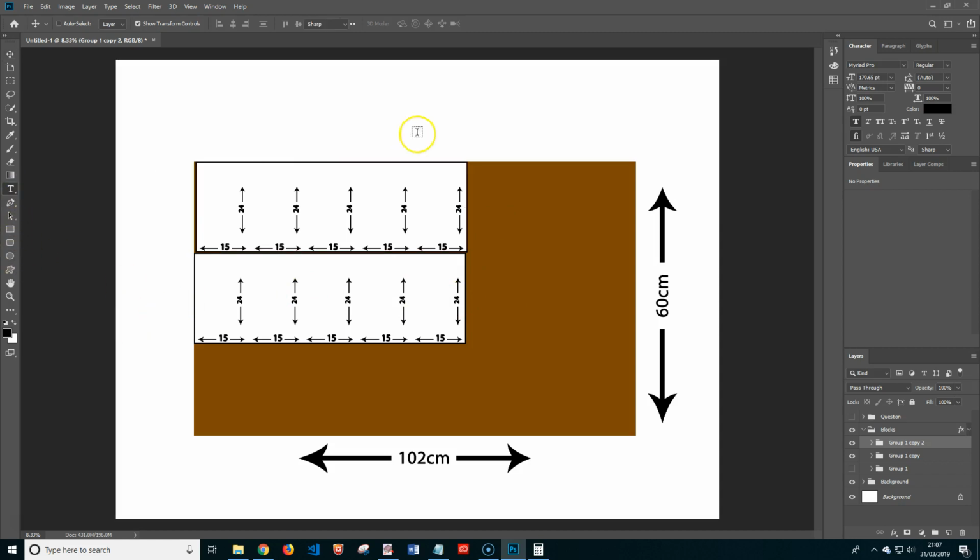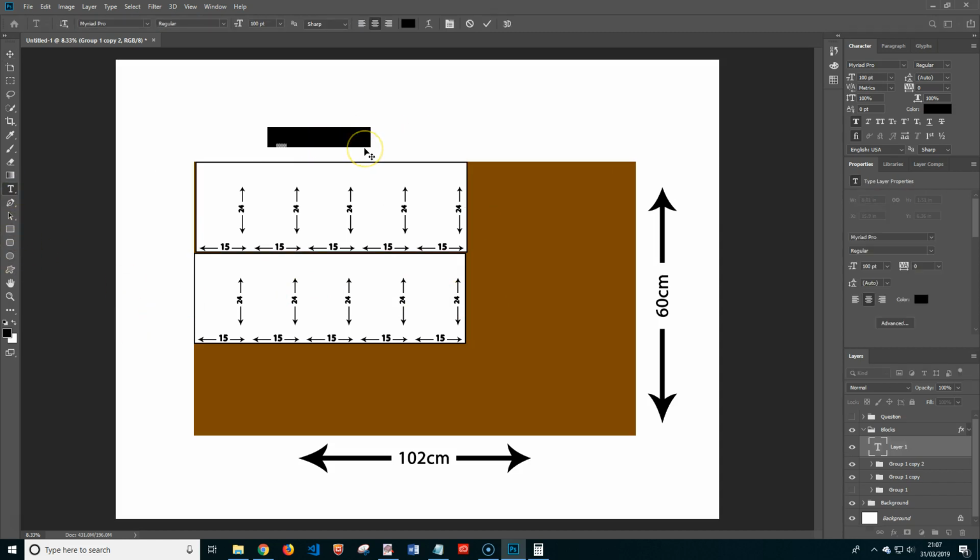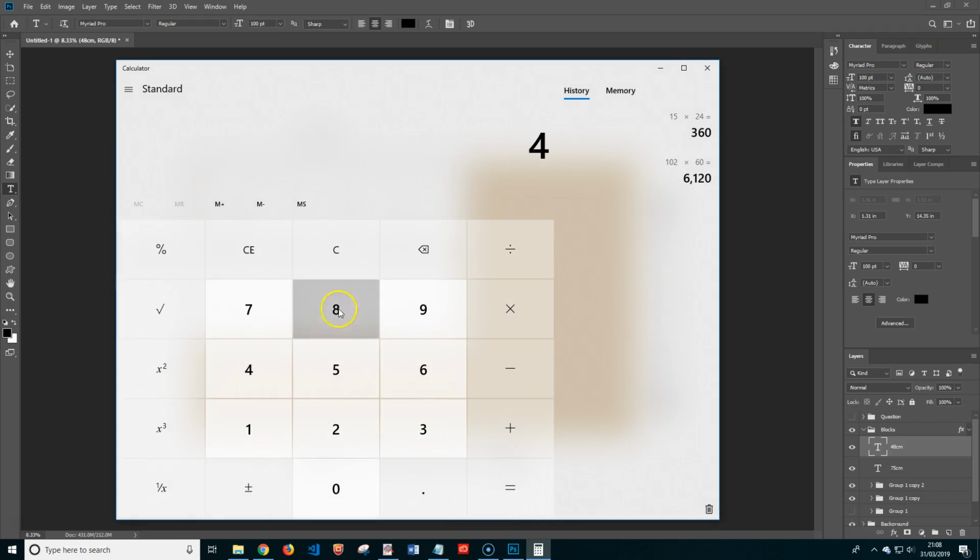So if we just put in here, width of 75 centimeters, and we put in on this side the height of 48 centimeters, our sum is nearly done. We've already done this sum because we know that 48 times 75, we get the calculator up, 48 times 75 equals 3,600.